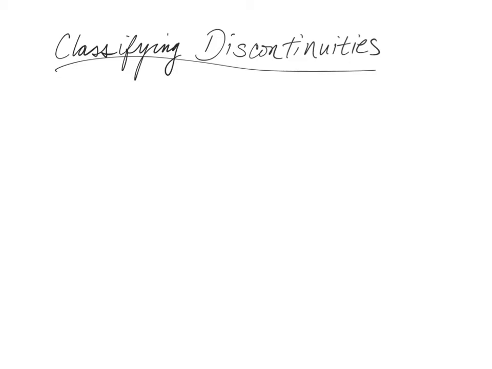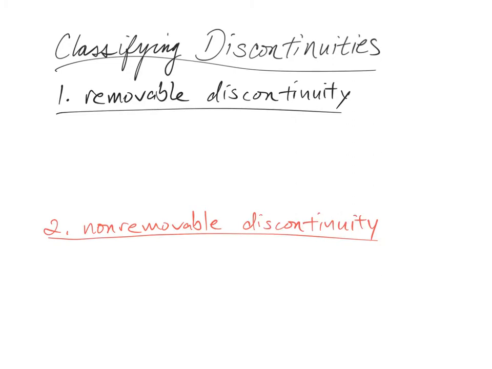And before we get into locating these, you should understand that there are 2 different types of discontinuities. We will classify discontinuities as either being a removable discontinuity or a non-removable discontinuity. Now, removable discontinuities you may know by a different name from previous math courses, and that would be a hole. And non-removable discontinuities you may know as vertical asymptotes or jumps in a graph.